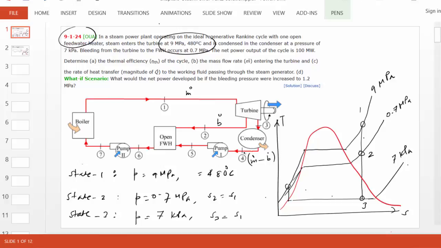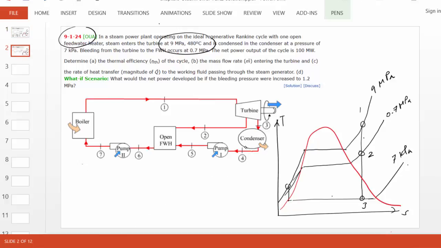From 3 to 4, we have the condenser where heat is rejected at constant pressure. So state 4, by definition of an ideal cycle, will be saturated. So what can we write about state 4? We know the pressure. P4 is same as P3, which is 7 kPa. And x equals 0 specifies saturated liquid state.